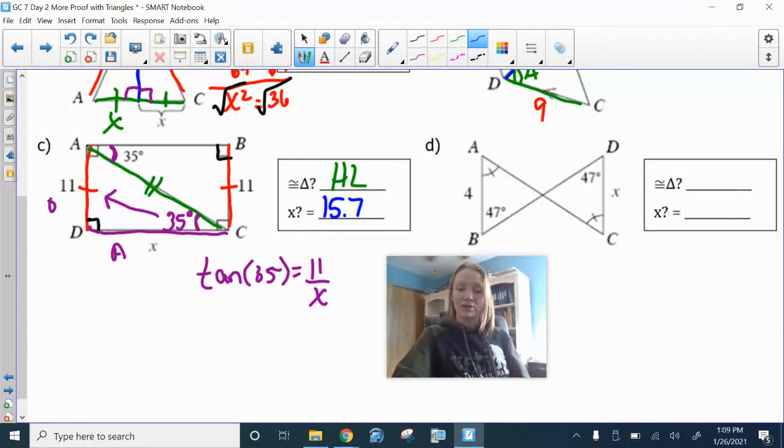All right. You're never going to do tangent divided by a number. You're always going to do a number divided by a tangent. Same thing with sine and cosine.